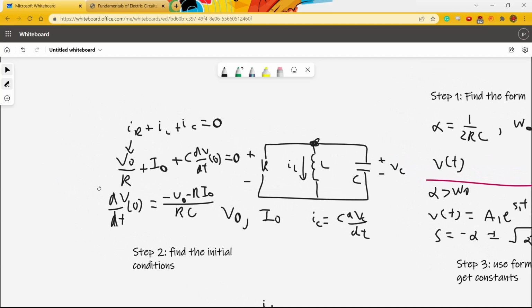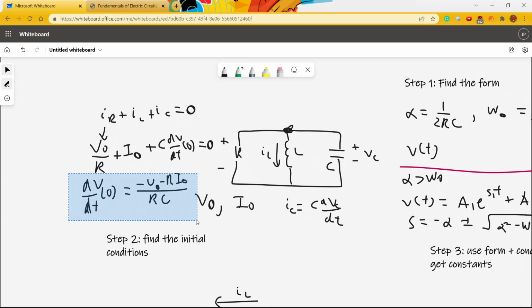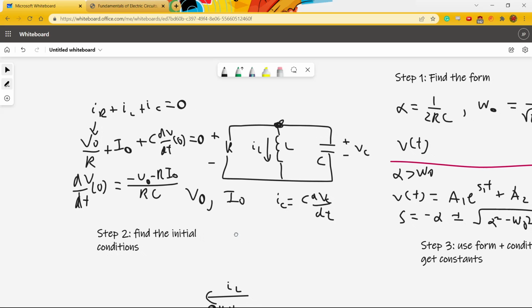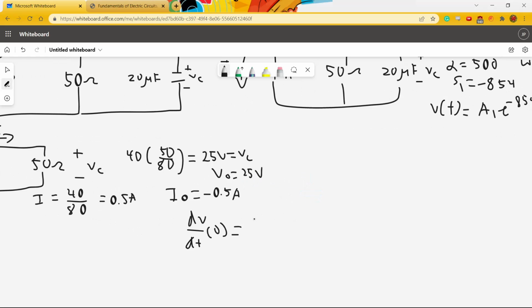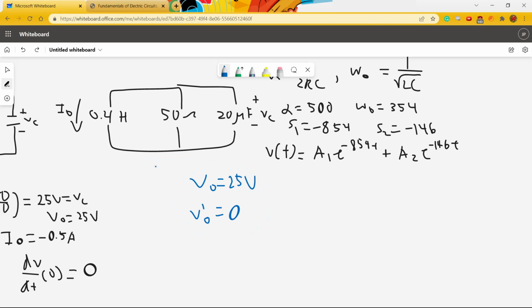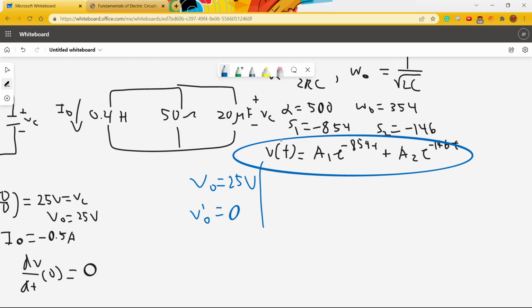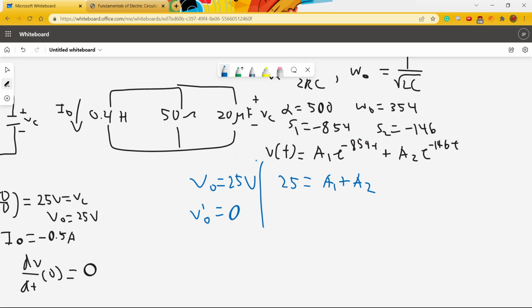Finally, we can use this equation for dV/dt at time equals 0 to determine that dV/dt at time equals 0 is exactly 0. Wow, amazing! Now we can plug in the conditions V naught equals 25 and V naught prime equals 0 into this equation. At time equals 0, 25 equals a1 plus a2, because e to the 0 is 1.